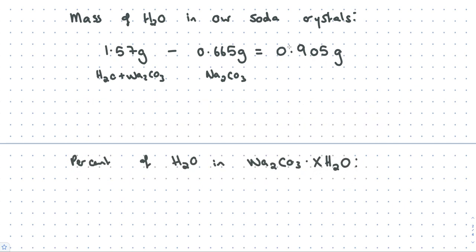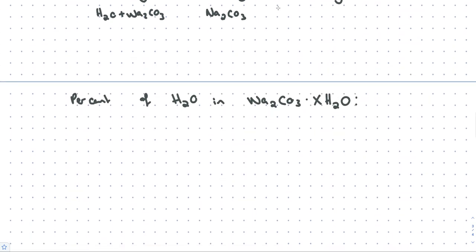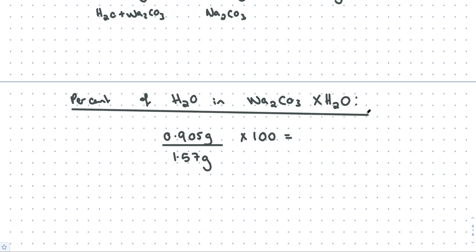So if you want to figure out the percent of anything, you put the amount of water, which is 0.905 grams, all over the amount that you originally weighed out, and you multiply that by 100. So this is giving us the percentage of water in our soda crystals. If I do that out, I get 57.64%.